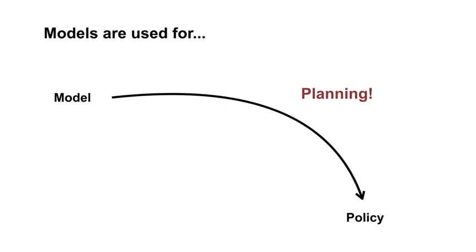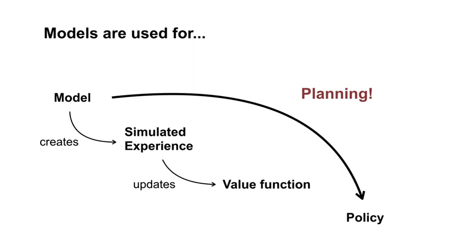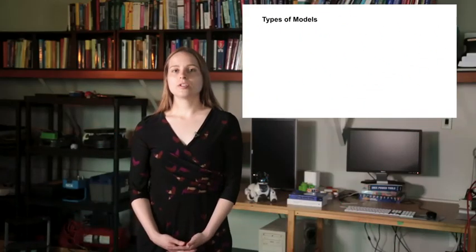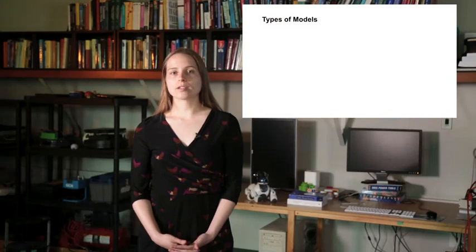Planning refers to the process of using a model to improve a policy. One way to plan with a model is to simulate experience and perform value function updates as if those experiences happened. By improving the value estimates, we can make more informed decisions. Simulating experience improves sample efficiency. The addition of simulated experience means the agent needs fewer interactions with the world to come up with the same policy. Now let's talk about the different types of models that may be useful to us.